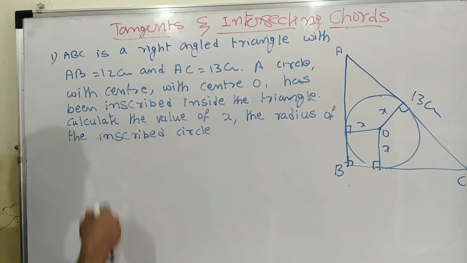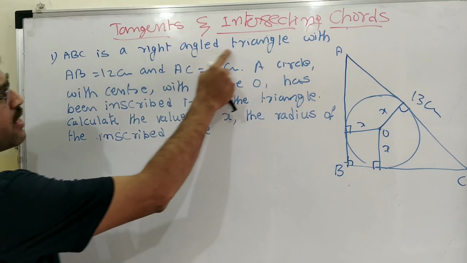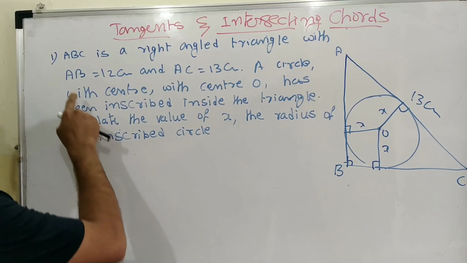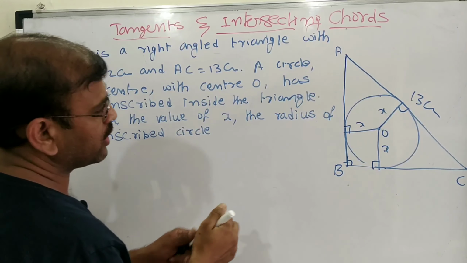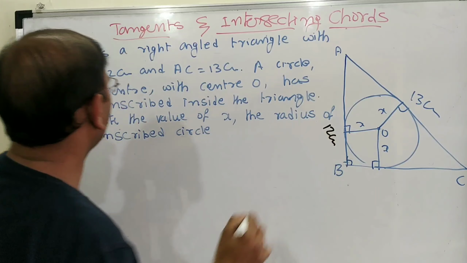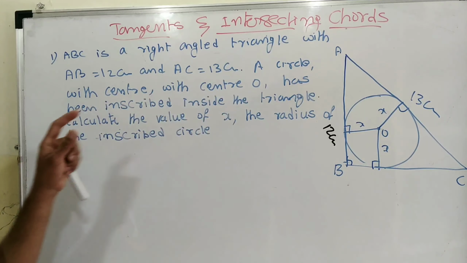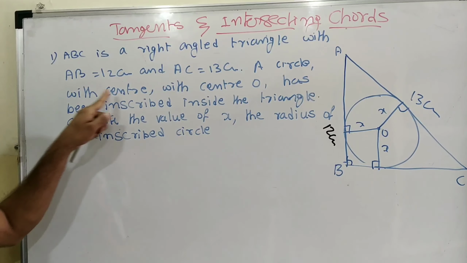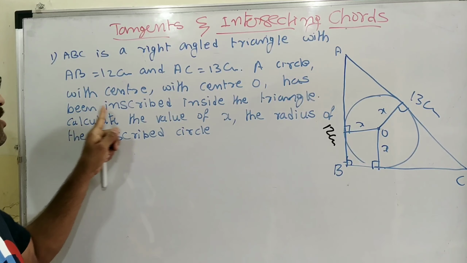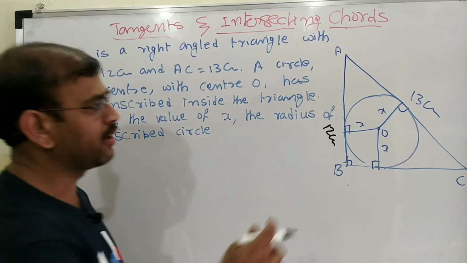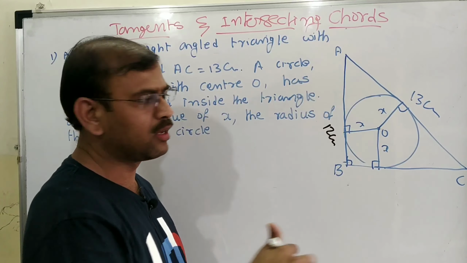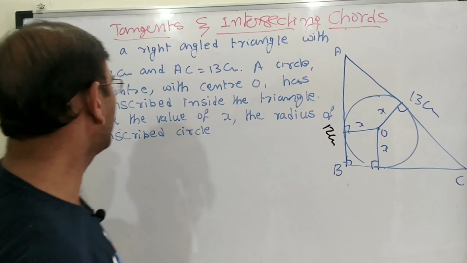Now look at the question. ABC is a right angle triangle. AB is 12 centimeter. AC is 13 centimeter. A circle with the center O has been inscribed inside the triangle. The circle is inside the triangle.